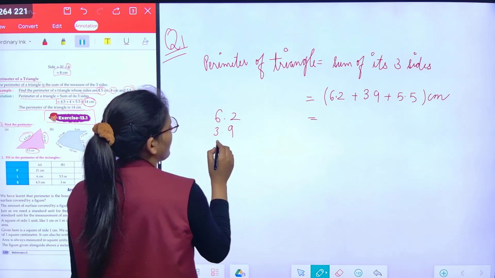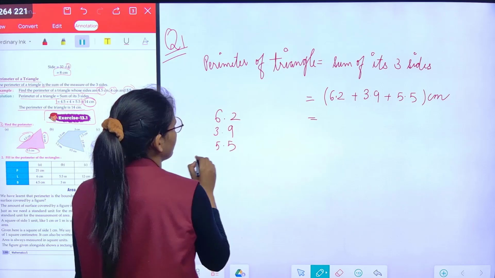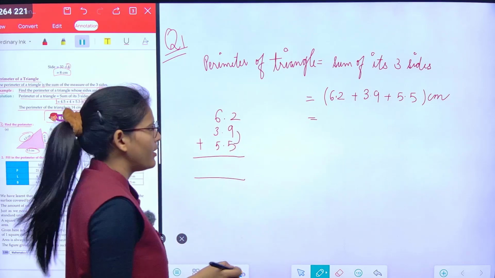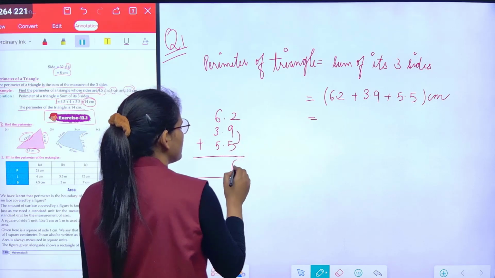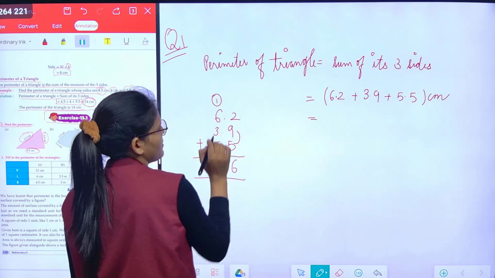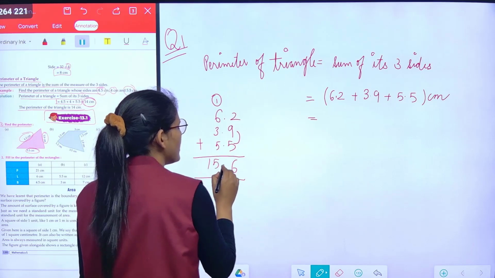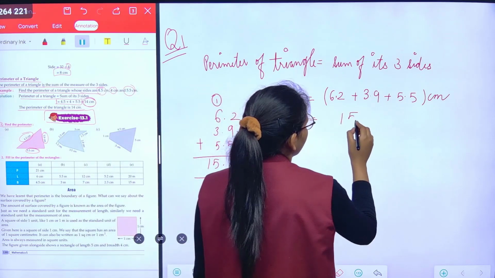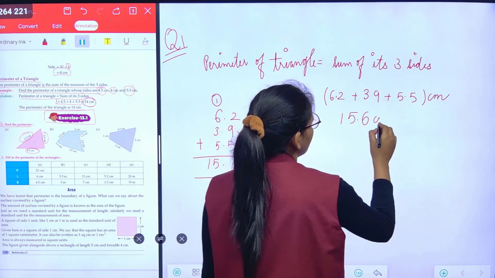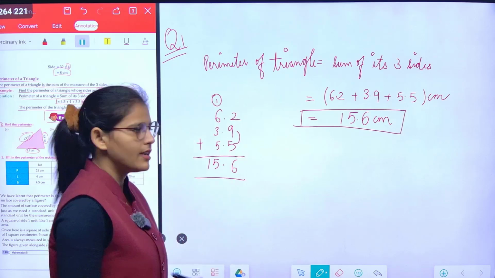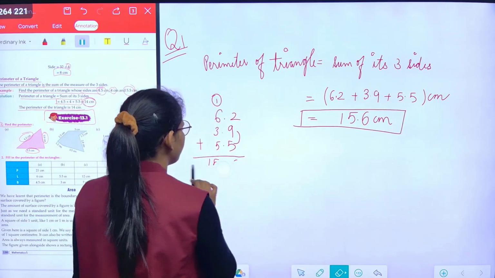6.2, 3.9, 5.5. 9 plus 5, 14, 14 plus 2, 16, 6 carry 1, 6 plus 1, 7, 7 plus 3, 10, 10 plus 5, 15. So it is 15.6, 15.6 centimeter. Understand, class? Understand?